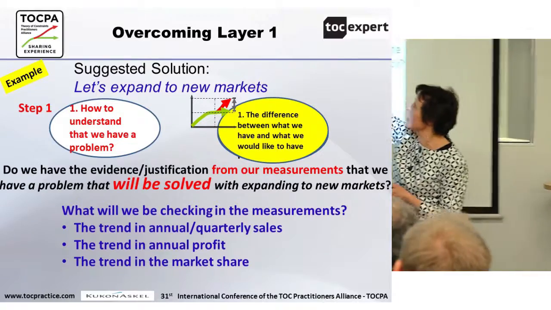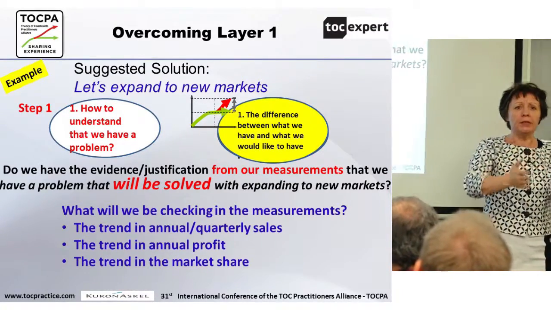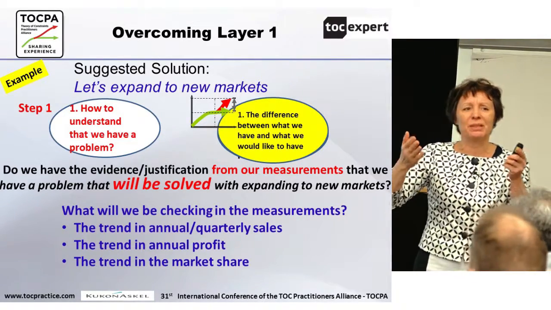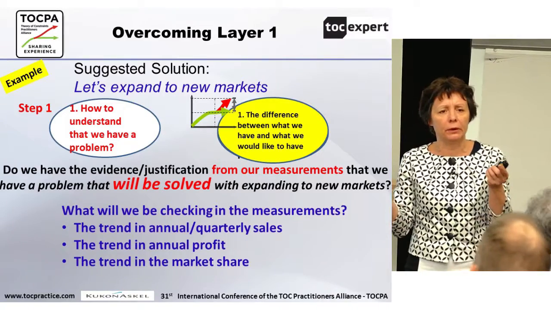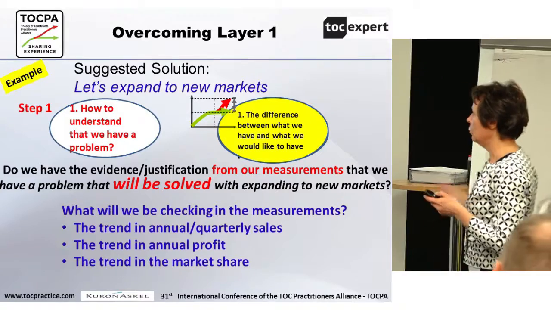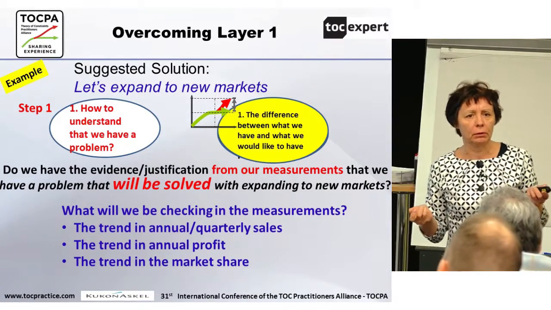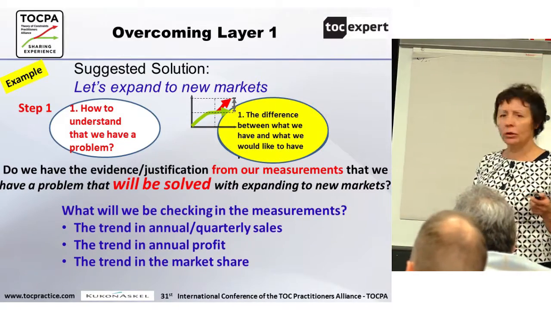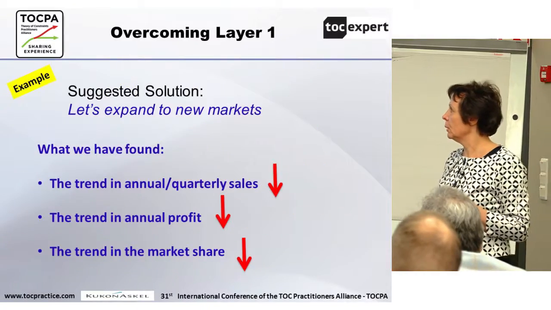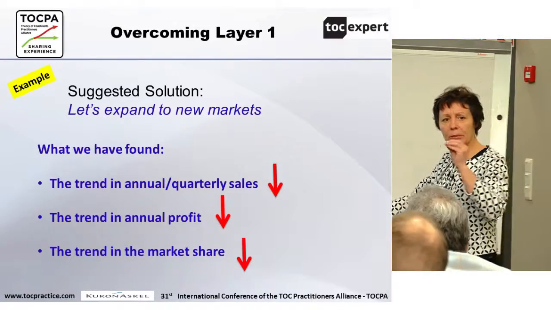If that was a solution, let's expand to new markets, as a solution to a problem, and the problem is about markets, there must be something in our measurements that will signal that there is a problem. Otherwise, how do we know that there is a problem at all? We will be checking what? The trend in annual and quarterly sales. Agree? The trend in annual profit. The trend in the market share. Now, let's see what we have found. We have checked that. We're checking the measurements.